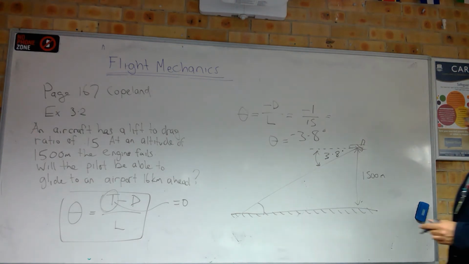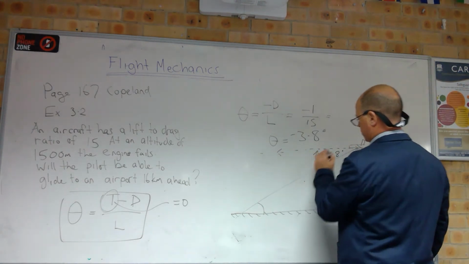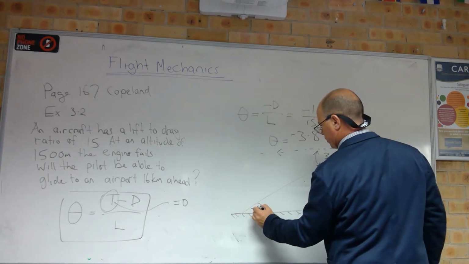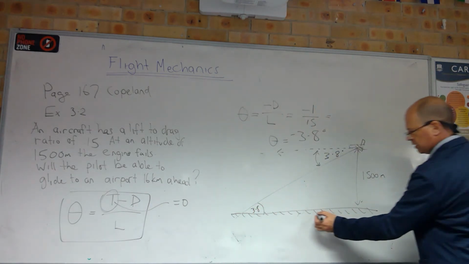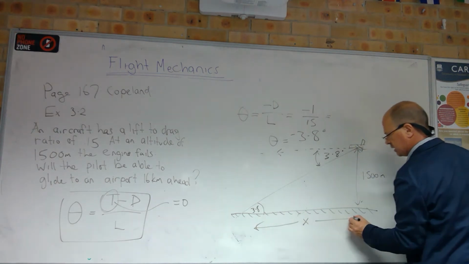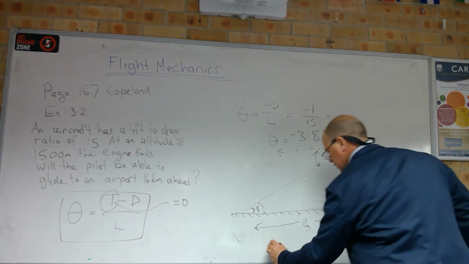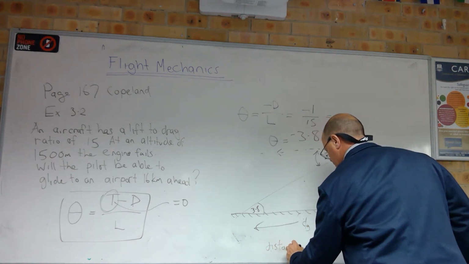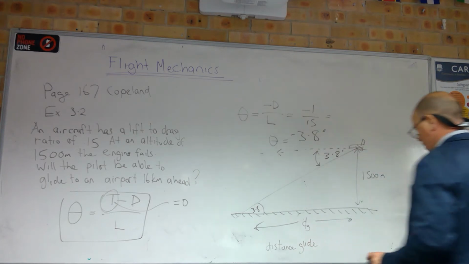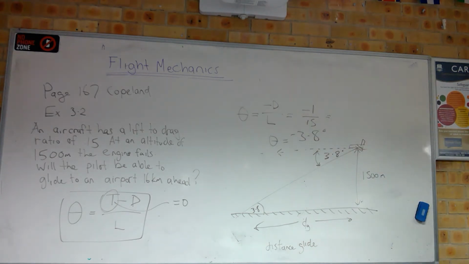Because if these two lines are parallel, we've got alternate angles. We've got an angle down here of 3.8. So we need to calculate this unknown distance here. Let's call it DG, distance glide. So this is a simple trig problem. We have the opposite, we don't know the adjacent. So which trig value do we need to use? Think about it.